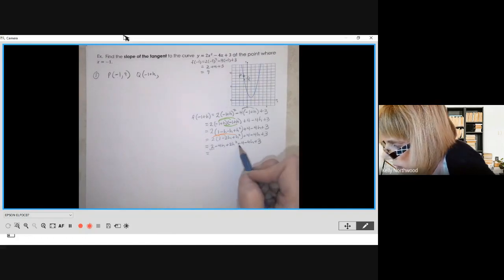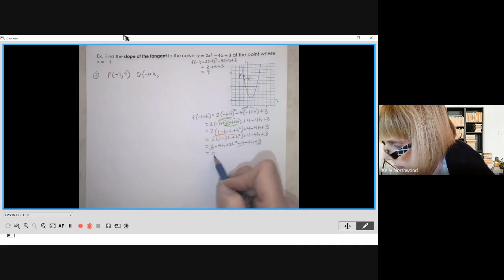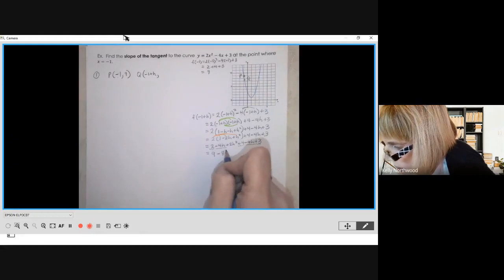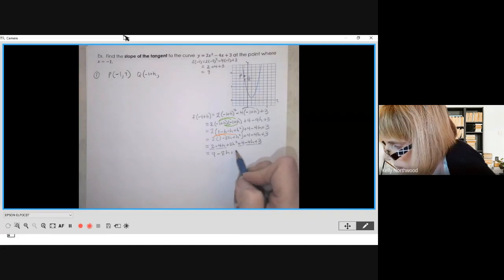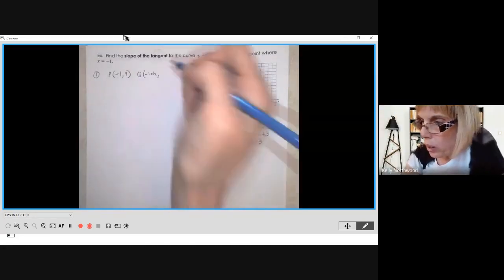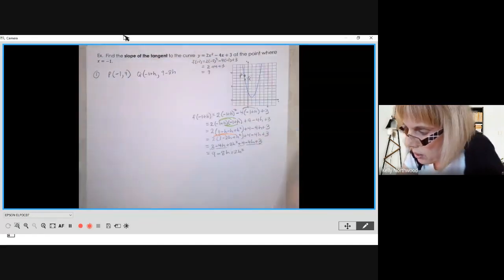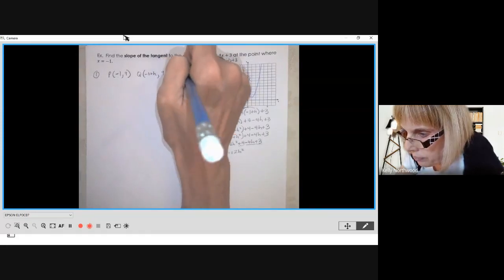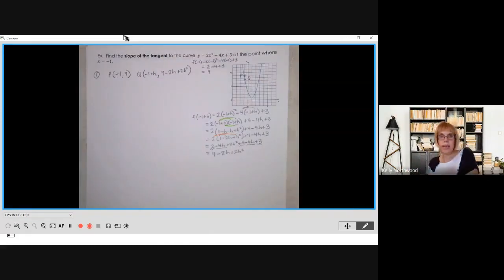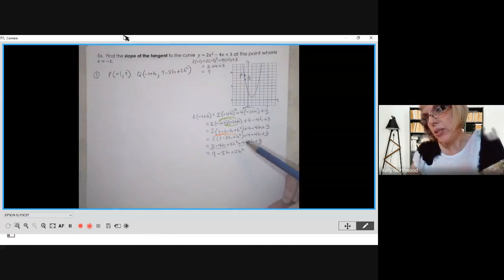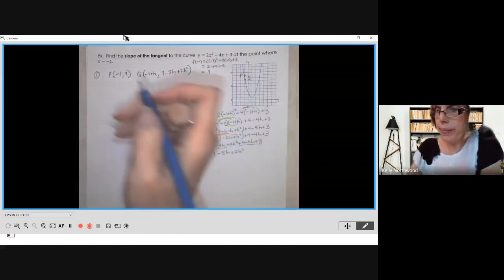constants. So 2 plus 4 is 6, plus 3 is 9, minus 4h minus another 4h is minus 8h, plus 2h squared. So that's going to be my y value up here. So 9 minus 8h plus 2h squared. So there's step 1. Look how much work that took just to get my P and Q set up. The more complicated the function, often the more time it takes you to just find that second y value there.